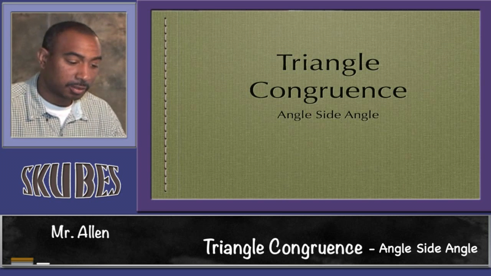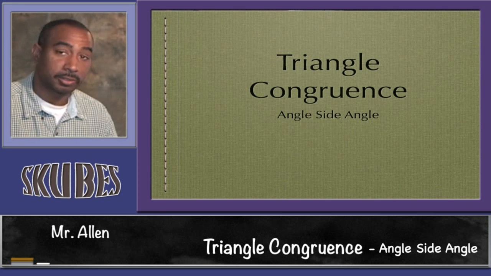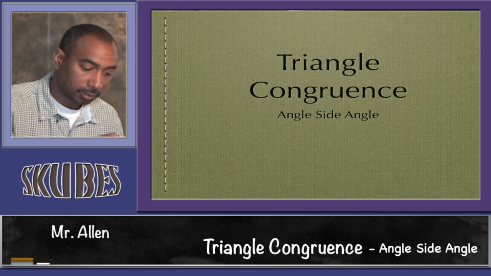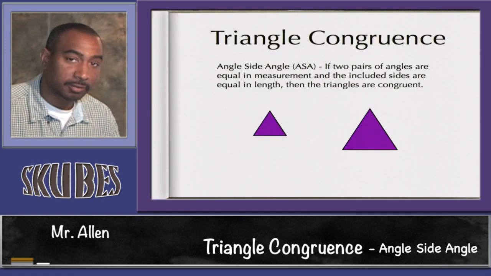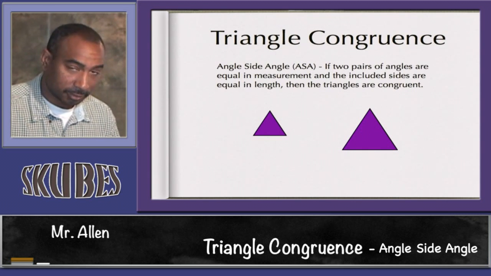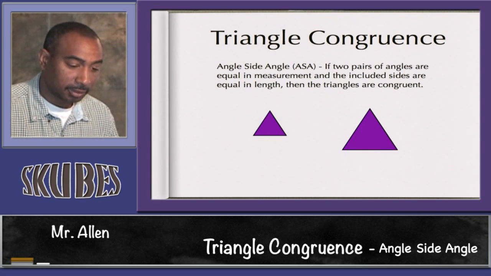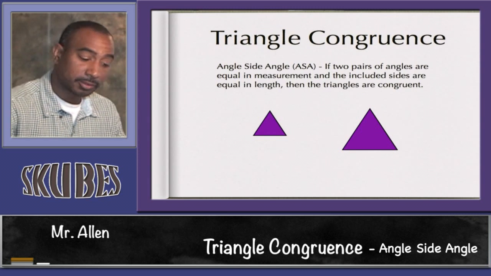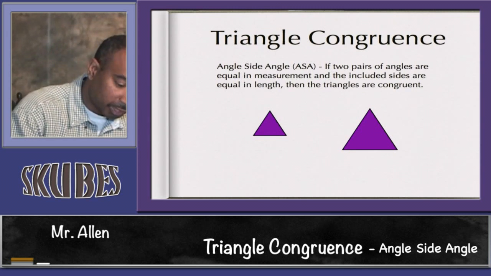Today's lesson will be on proving triangle congruence using angle side angle. All right, let's look at the definition of angle side angle. If two pairs of angles are equal in measurement and the included sides are equal in length, then the triangles are congruent.